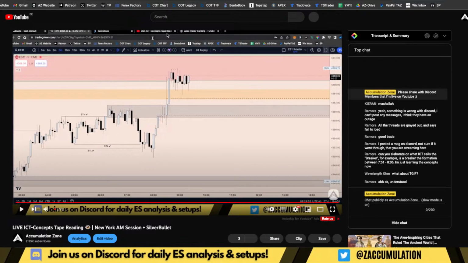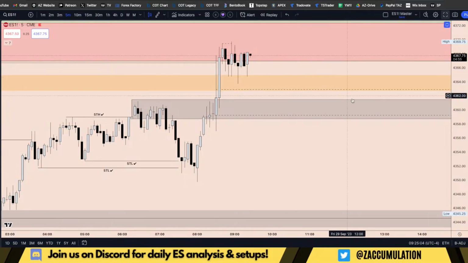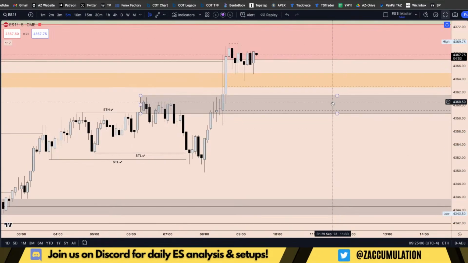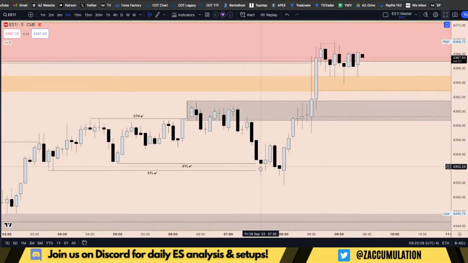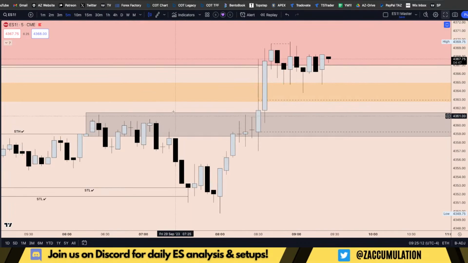So an easy way to look at breaker blocks. Right here, for example, if we break it down to a lower time frame, we're in a fractal downtrend. We form lower lows and lower highs. Lower low, lower high, lower low. Right here we shift market structure. We swept a short-term low, equal lows actually.